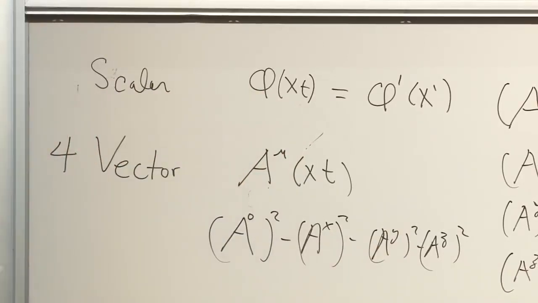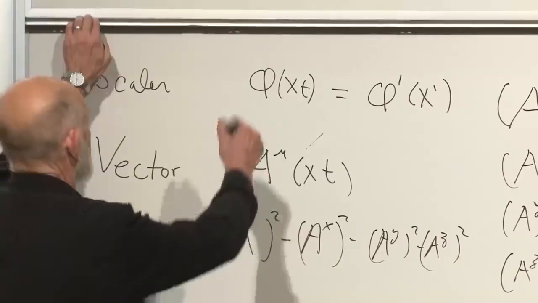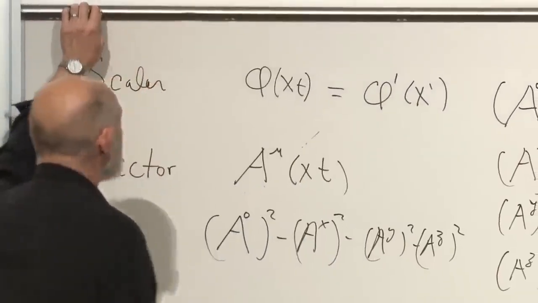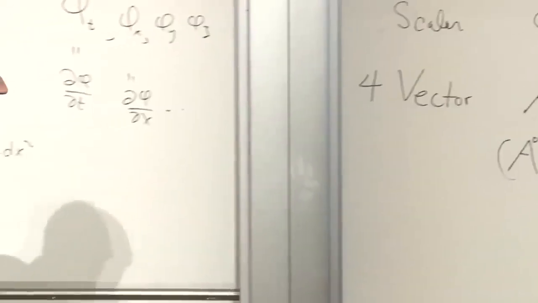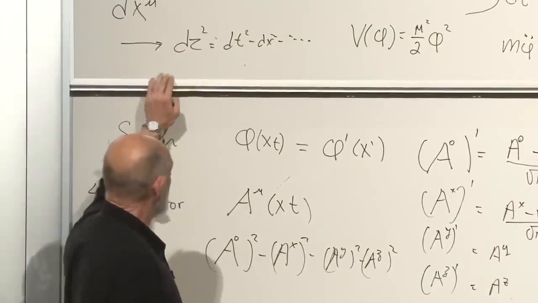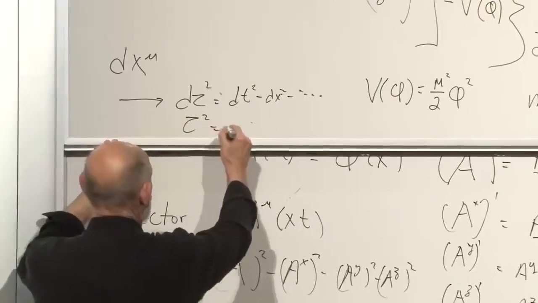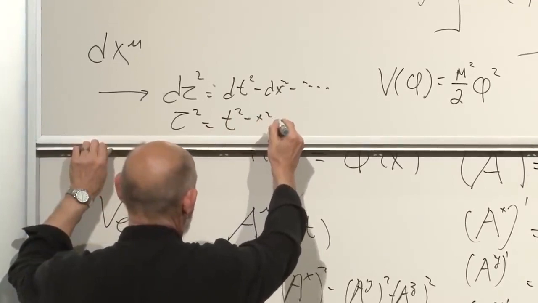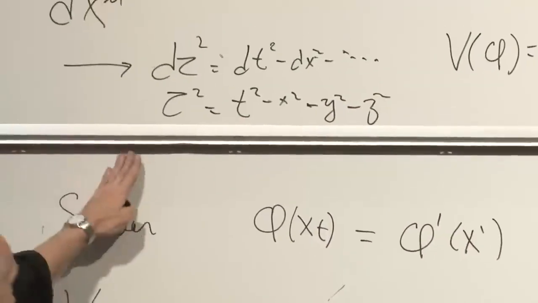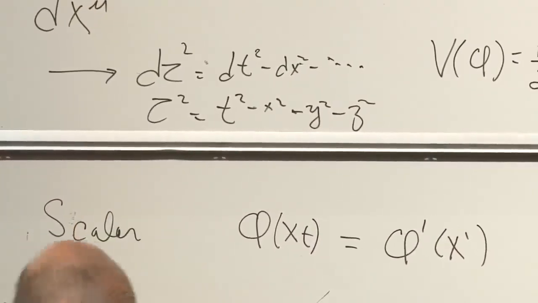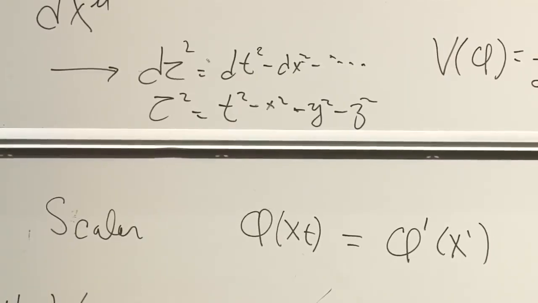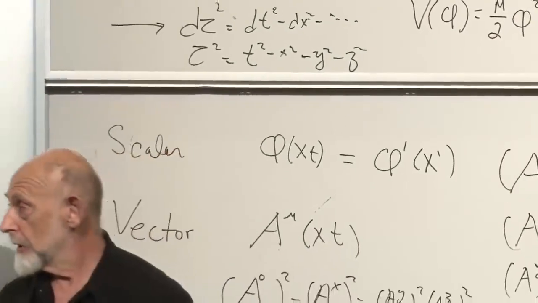It's the same little bit of algebra to see that dt squared minus dx squared minus dy squared and so forth is invariant. In fact, we can write it as tau squared is equal to t squared minus x squared minus y squared minus z squared. For the same reason that this doesn't change under Lorentz transformation, neither does this. So we have now constructed a scalar. Difference of the squares of the time components and the space components. Right?